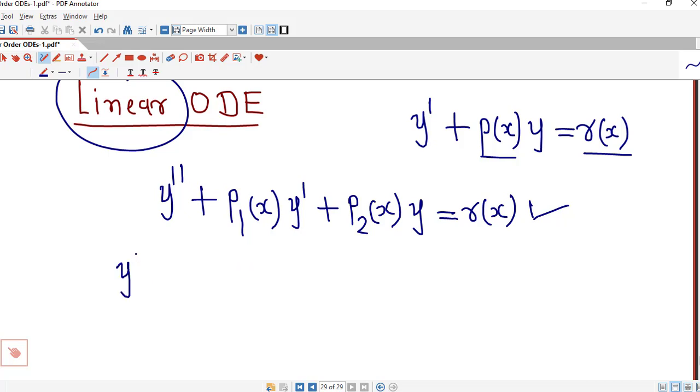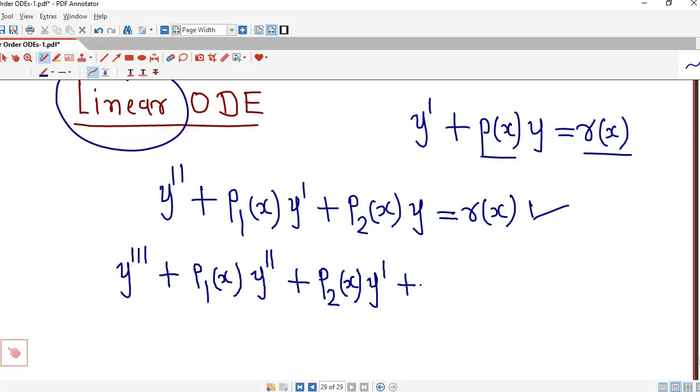Similarly, we can write the third order linear differential equation: y''' + some function of x times y'' + another function of x times y' + another function of x times y = some other function of x. So this is the standard form of a third order linear differential equation.